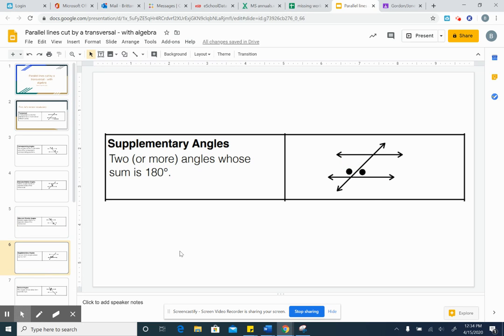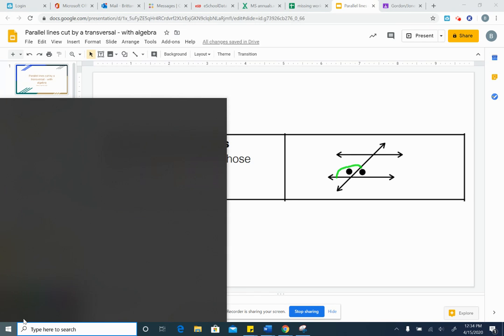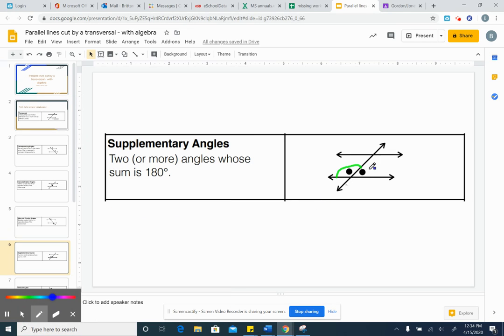We have supplementary angles, which are just two angles that add up to 180 degrees. Here we go. We have this angle in green, and then the next angle in blue. Those two angles add up to 180 degrees.